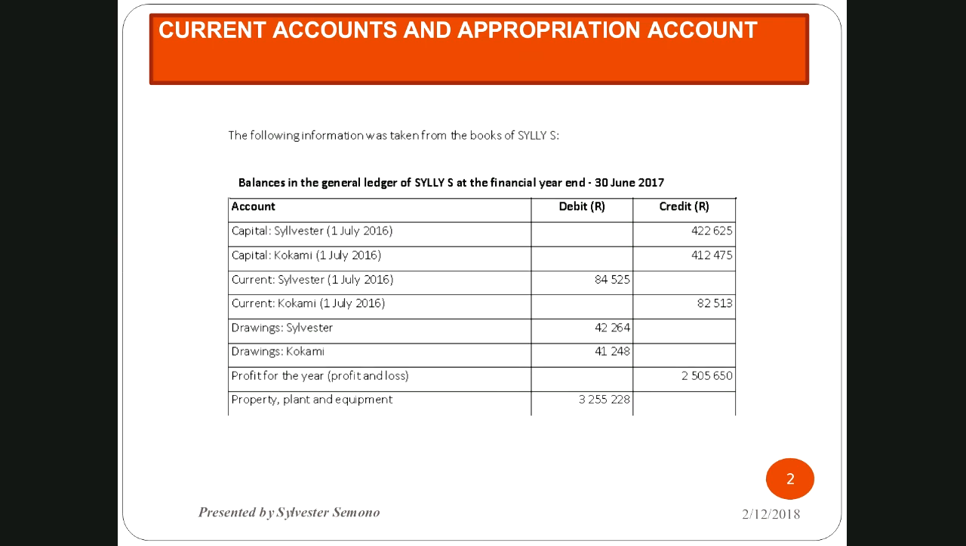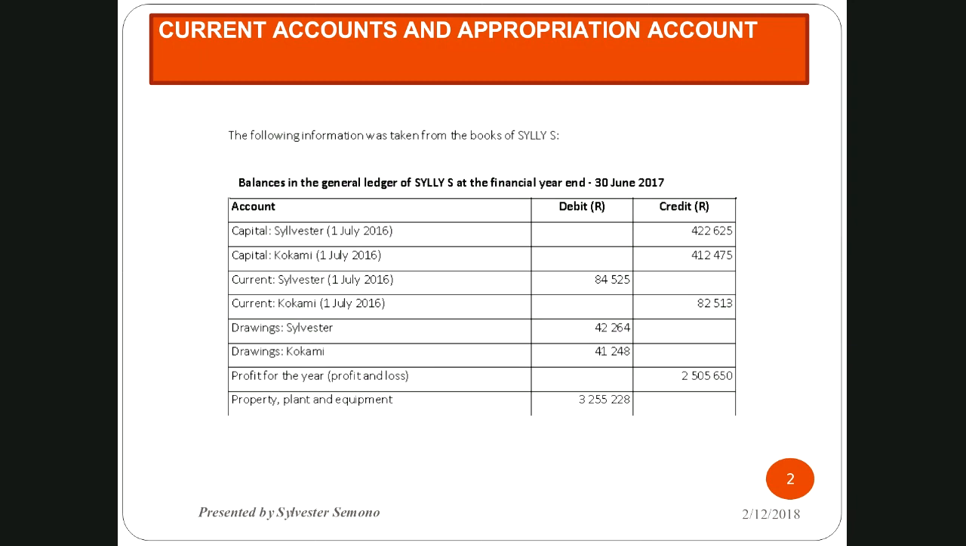We've got a business here by the name of CLS. This business consists of two partners, namely Sylvester and Bugami. So my focus here is going to be on opening the current account for both partners. And when time allows, then I will also open the appropriation account.